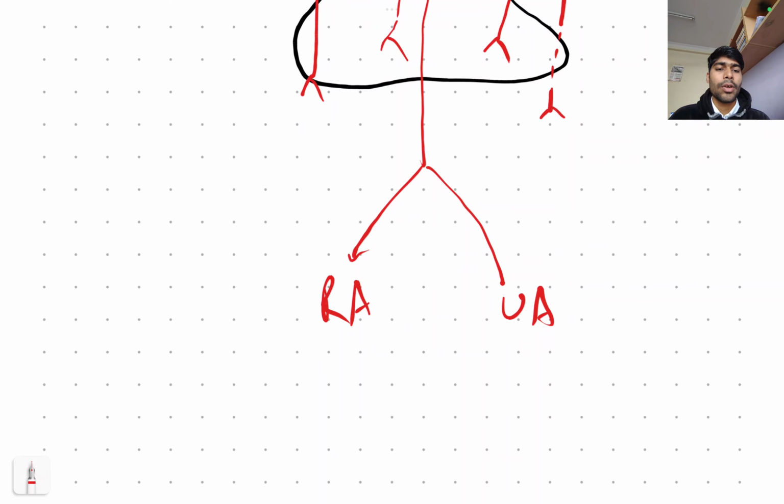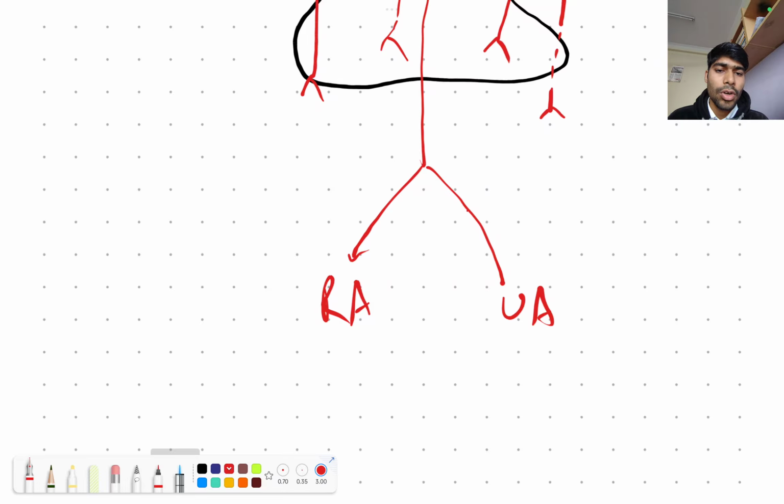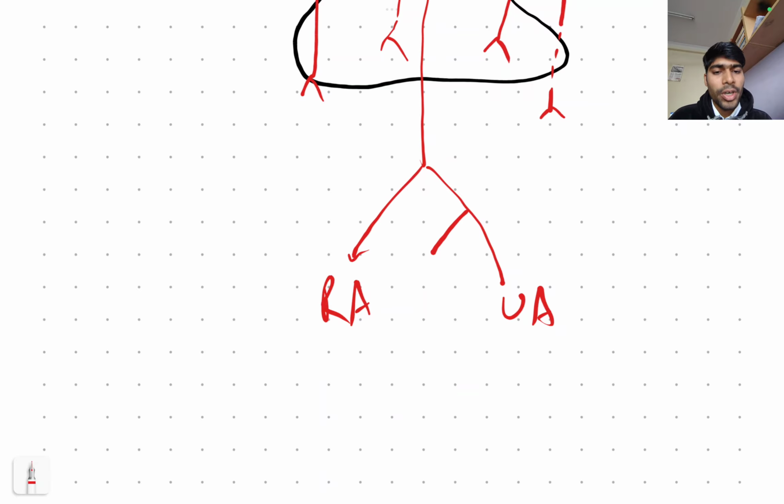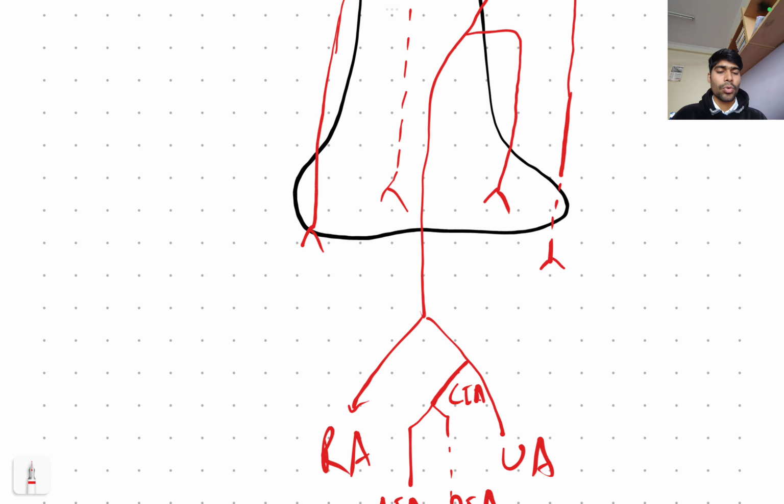So now let's go here. The radial artery and ulnar artery. The ulnar artery gives one further branch, that is the common interosseous artery, and the common interosseous artery further gives two branches, that is the anterior interosseous artery and posterior interosseous artery. Alright, now let's see what happened.